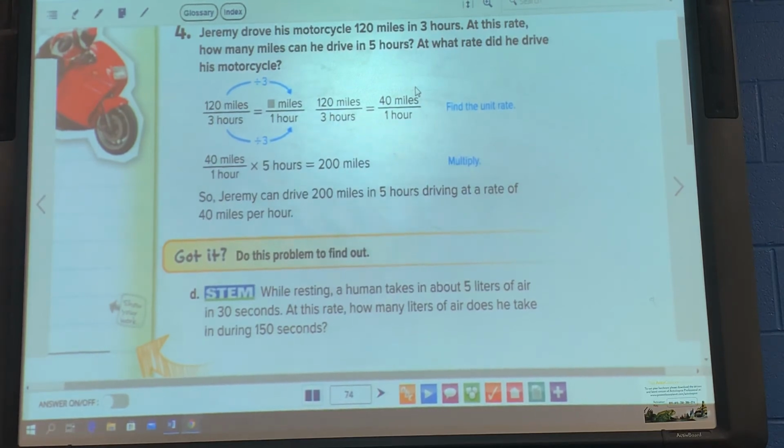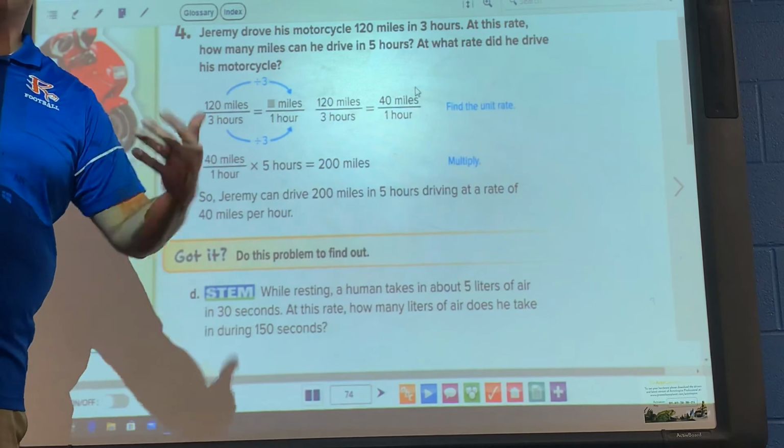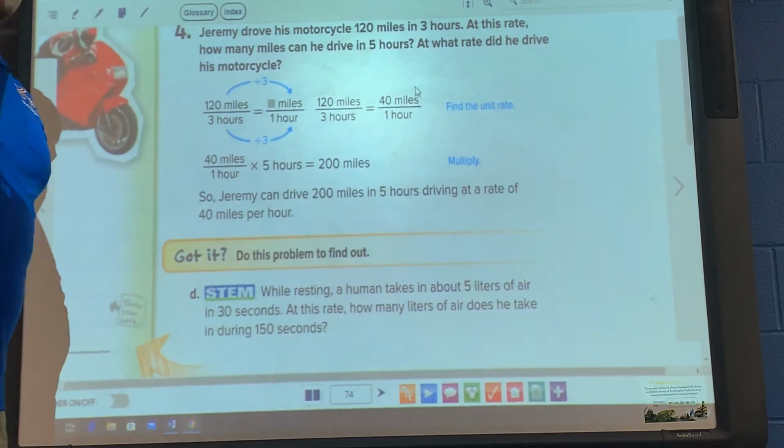Okay, so that's how these work. We're just going more in depth. We're using real world links here to actually solve these problems out.